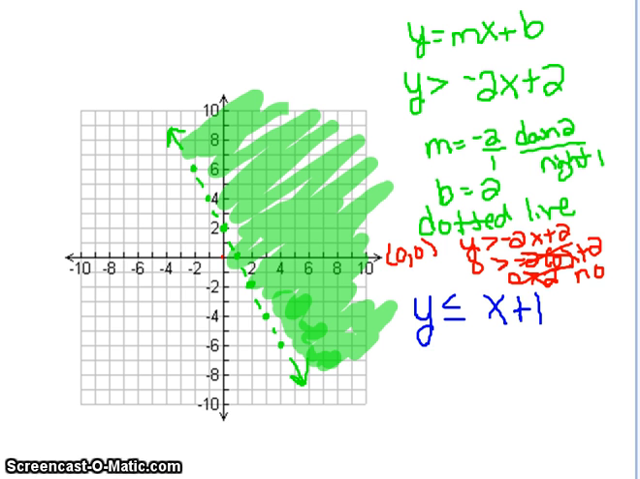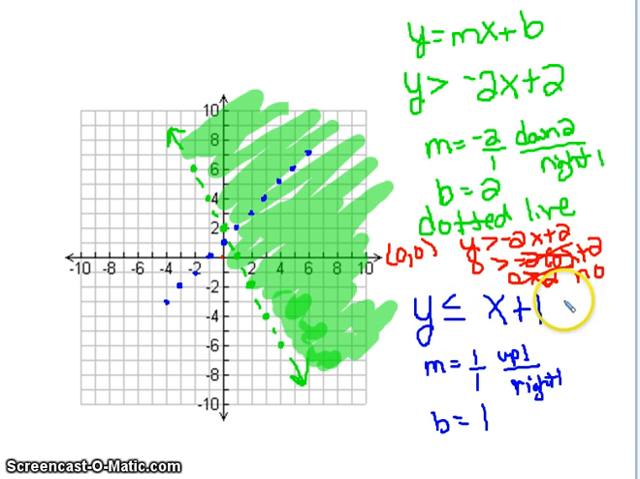Alright, now I'm going to go to my second inequality, where I have a slope of 1. That means we are going to go up 1 and then right 1. And we have a y-intercept of 1 as well. So I put a point on 1, and I go up 1, right 1, up 1, right 1. We know how to do this. Down 1, left 1. Been doing this for months.